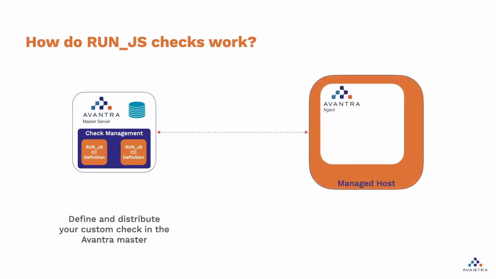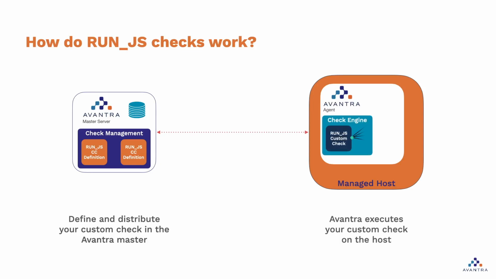You start off by designing, defining, and distributing your RUNJS custom check within your Avantra master server. It is then securely communicated to your chosen managed host, and it is executed using that host's check engine within the Avantra agent. The agent provides the plugins for accessing the operating system, the SAP system, the databases, or even those third-party HTTP endpoints that I mentioned earlier. So why don't we go ahead and get started and define our first Avantra custom check.